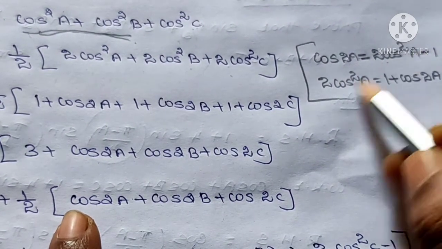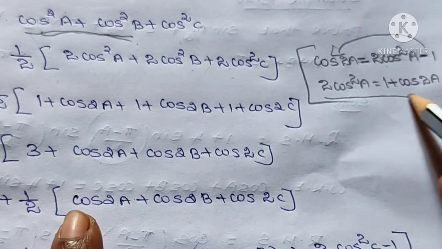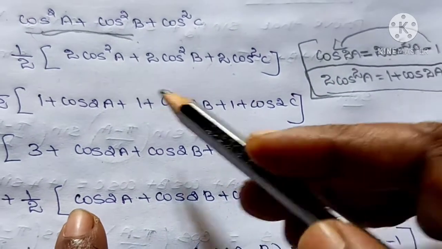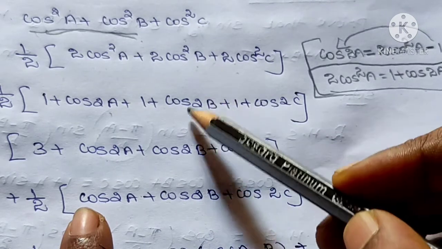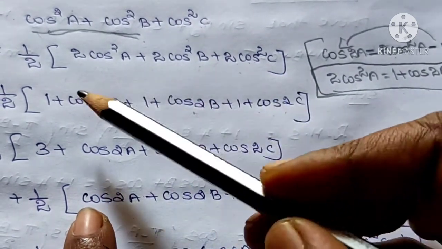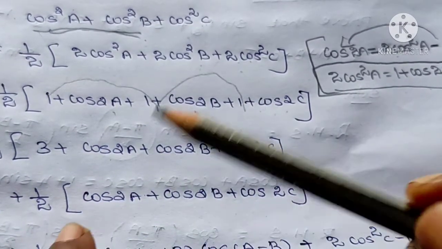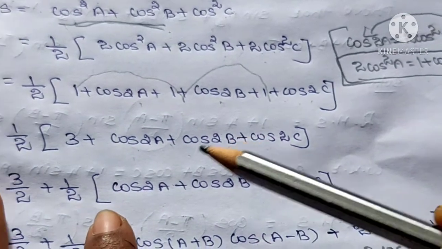So 2 cos square A is, we take minus 1 to the left side, we get 1 plus cos 2A. So in place of 2 cos square A, you write 1 plus cos 2A. So here we get 1 plus cos 2A, this one is 1 plus cos 2B, and this term is 1 plus cos 2C. So we add 1 plus 1 plus 1, which is 3, plus cos 2A plus cos 2B plus cos 2C.